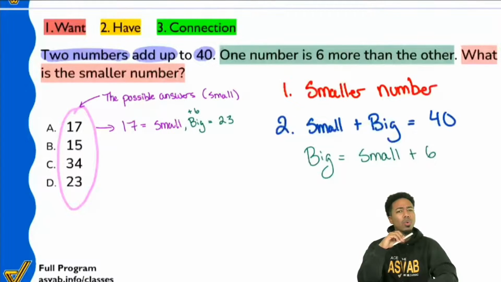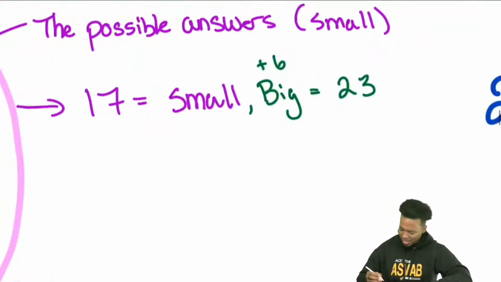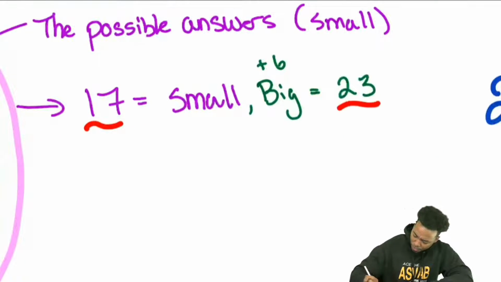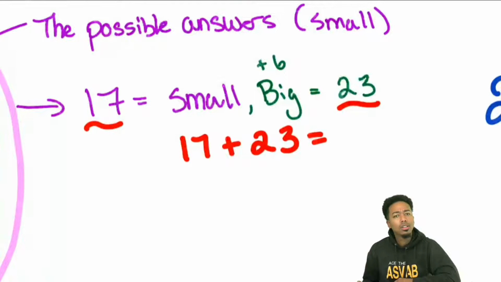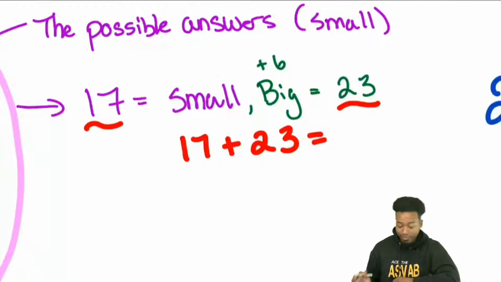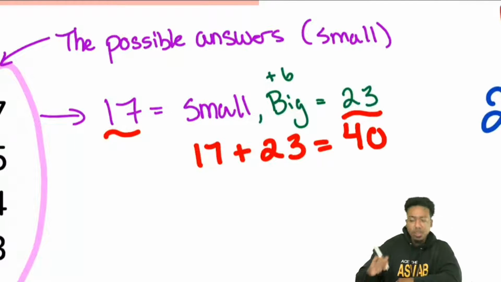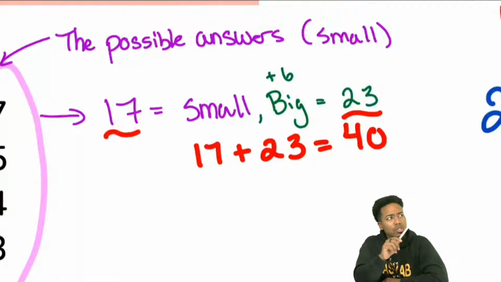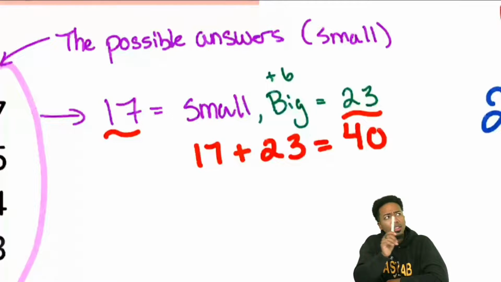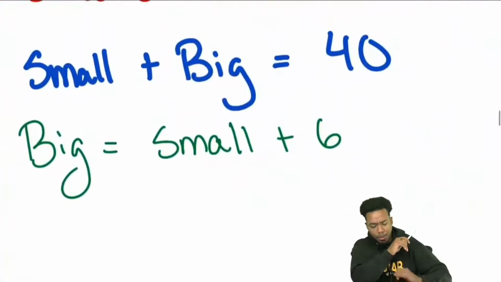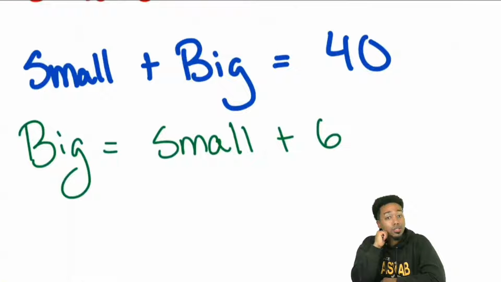My party people, quick question. Do 17 and 23 add up to 40? They do. So we followed the rules of the question. The question said the bigger number is the smaller number plus 6, so in this case, it has to be 23. And then we added the small number and the big number together, and we got 40. Everybody, is A the answer?